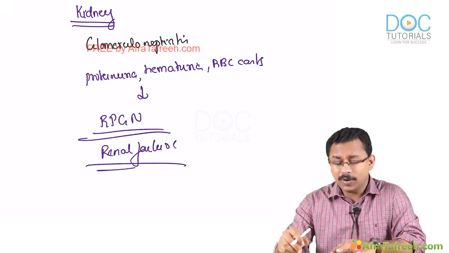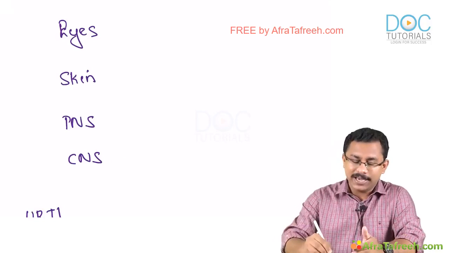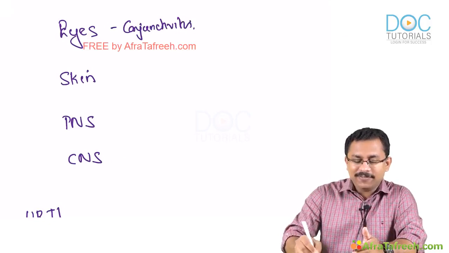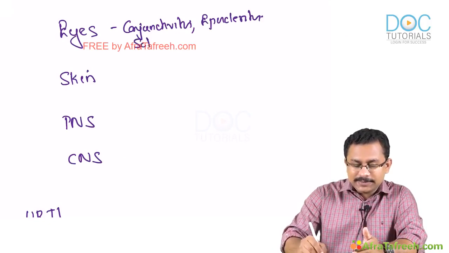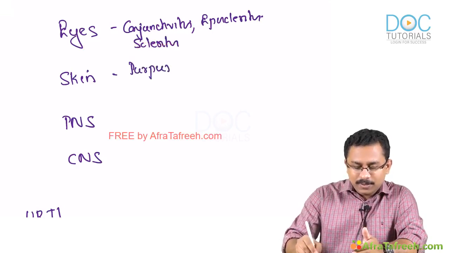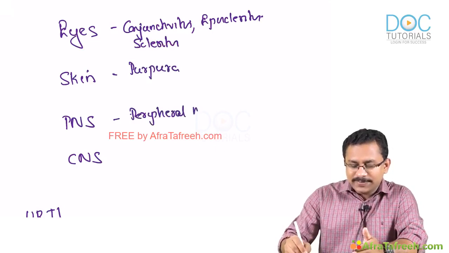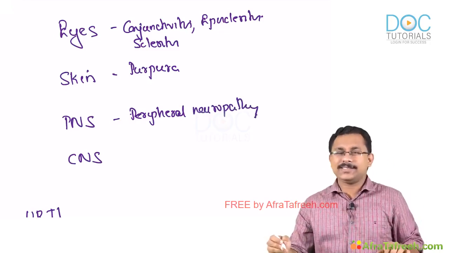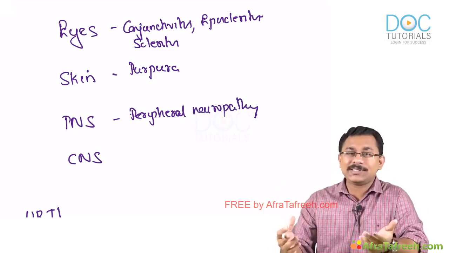So these are the most important manifestations of granulomatosis with polyangiitis, but at the same time, it can involve the eyes, with conjunctivitis, episcleritis, maybe scleritis. In the skin you can have purpura. In the peripheral nervous system you can have a peripheral neuropathy. So all these manifestations may be there. It's important to understand the magnitude of symptoms that can happen.